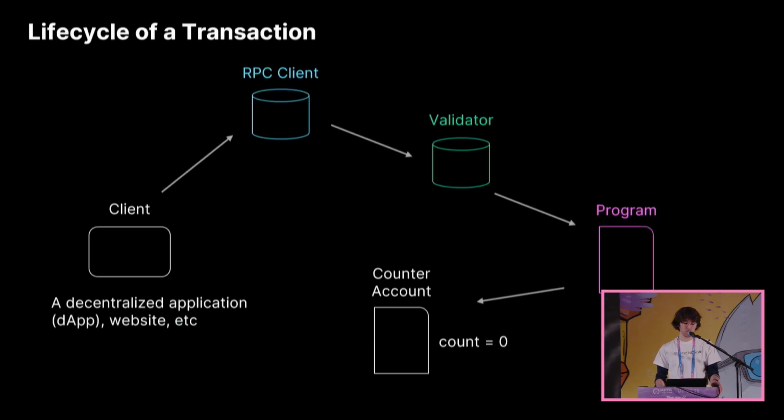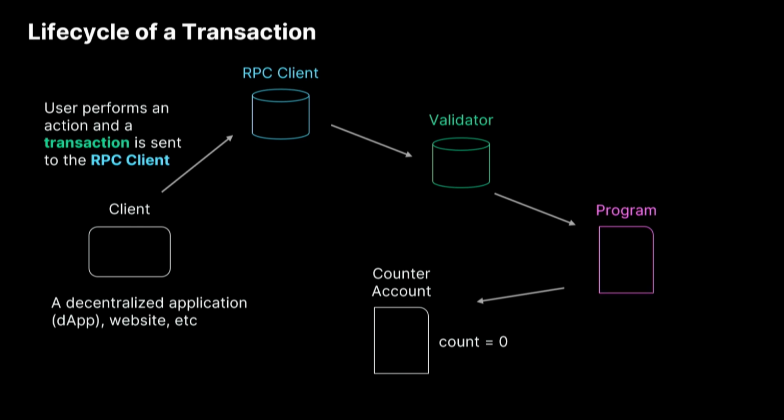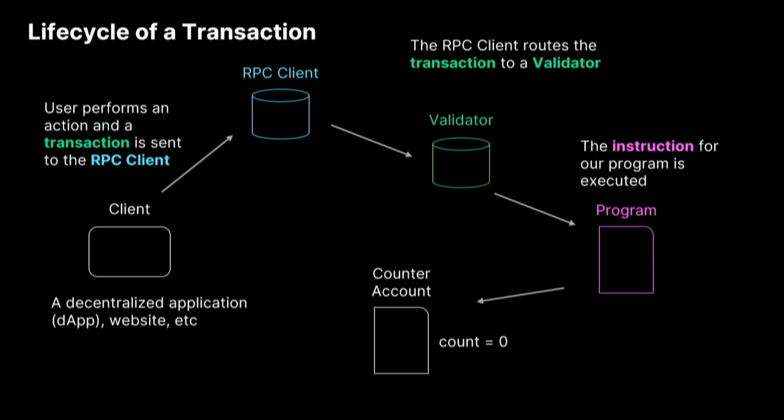So what this would look like is that, number one, on the client side, which refers to a decentralized application or some sort of website that is constructing and initiating this transaction, you perform it, and it sends this to an RPC client, so an RPC node. This RPC then takes it to voting validators, which, like we went through in that initial process we talked about, eventually executes the instruction for the program, which increments the count on the counter account.